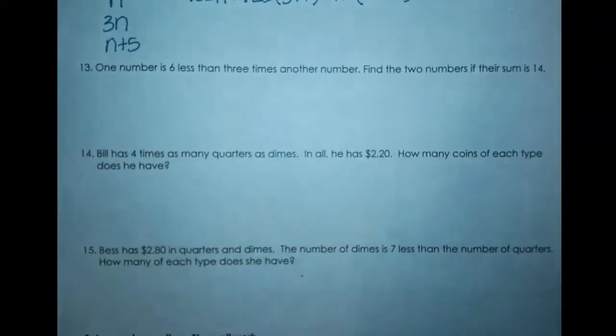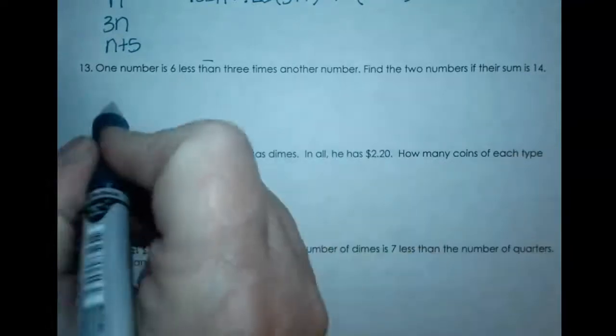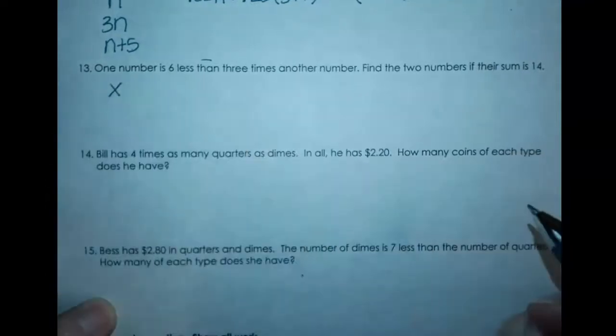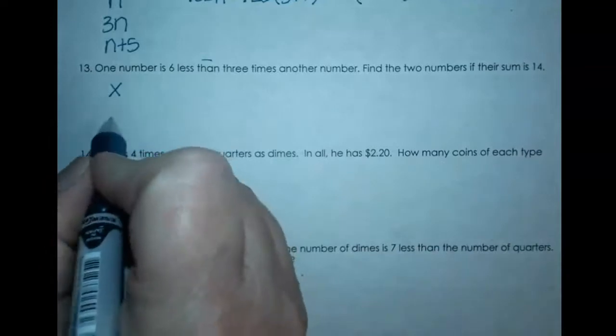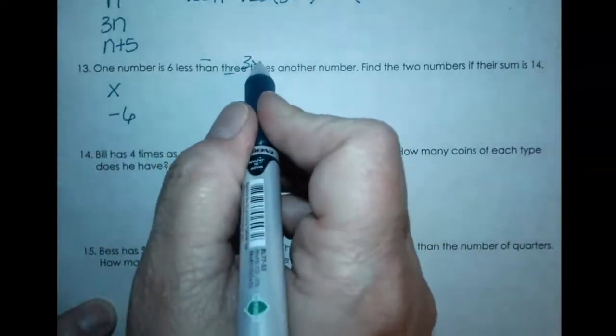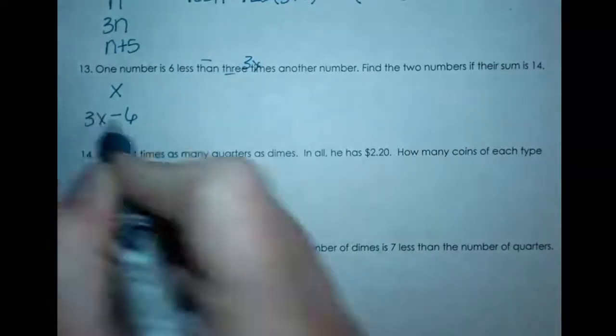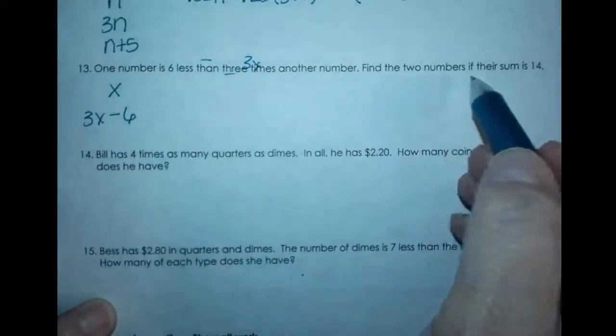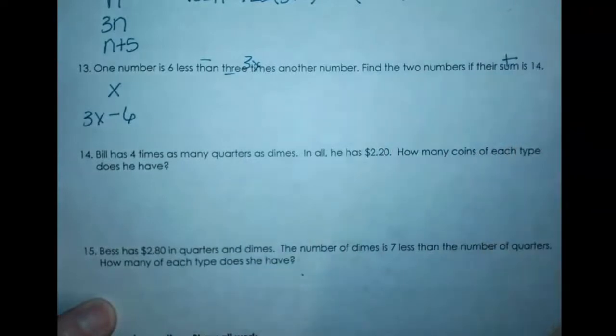All right, 13. One number is 6 less than 3 times another number. Find the two numbers. So one number is 6 less than 3 times the other number. Okay, so we don't know what the one number is, but the second number is 6 less than 3 times that number. And find the two numbers if their sum is 14.